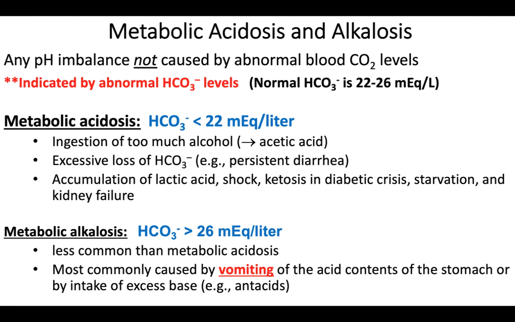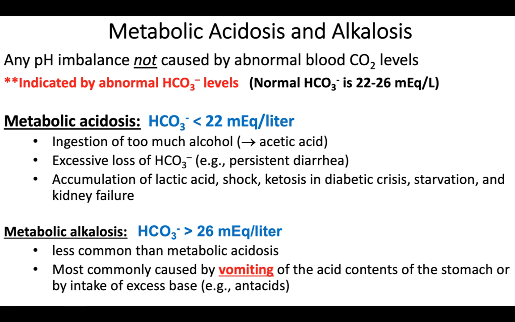Metabolic alkalosis: pH is high, carbon dioxide levels are normal, bicarbonate levels are high. Not as common as acidosis. Most common cause is vomiting. So if you vomit up all that acid, your body becomes more alkaline. Or if you neutralize all that stomach acid, excessive use of antacids can cause metabolic alkalosis.